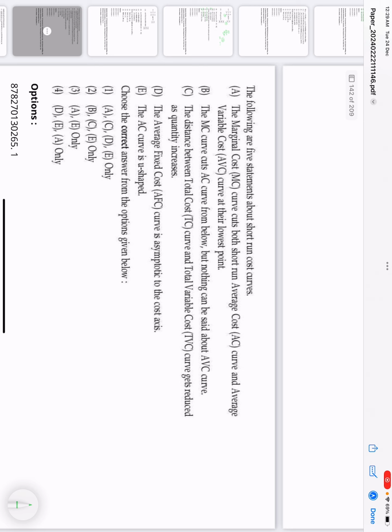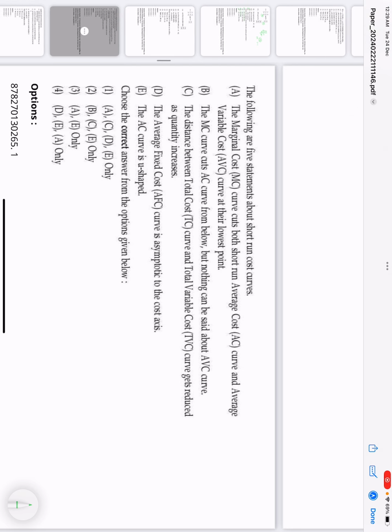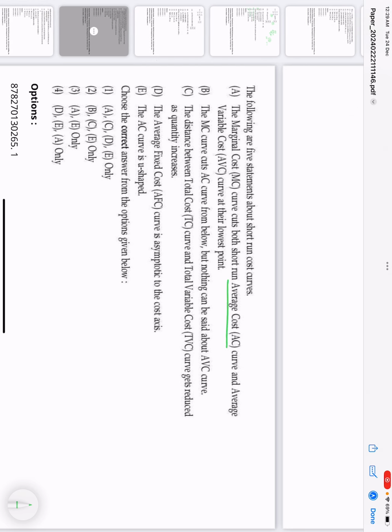Short run cost curve. The marginal cost curve cuts both short run average cost and average variable cost at their lowest point. This is true. The marginal cost curve cuts AC from below, but nothing can be said about whether it cuts average variable cost from below as well. So this statement is false.